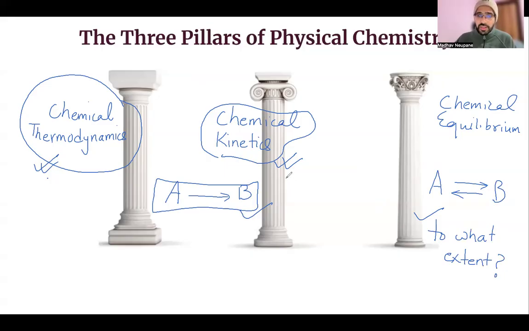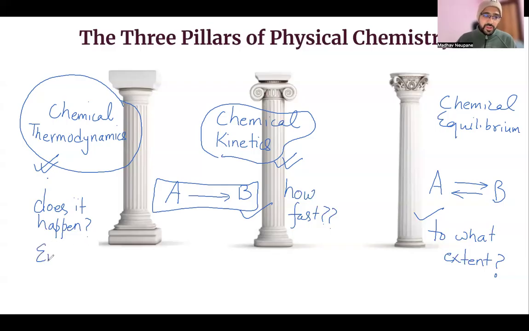In chemical kinetics, how fast, we're trying to delve into the speed of the reaction. In chemical thermodynamics, first, does it happen? That is one important question that we're asking. Will the reaction happen? Right? And we are, of course, delving into the energetics aspect. Okay. So these are some of the important questions that we're asking in these three important topics in physical chemistry. Does the process happen? If it happens, how fast does it happen? And if it's a reversible process, to what extent does the reactant convert to B?